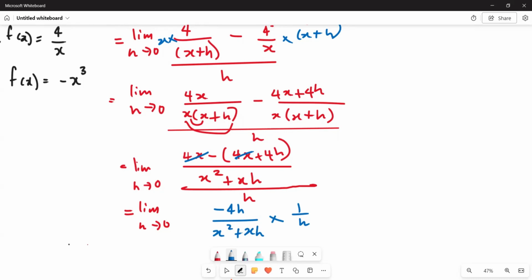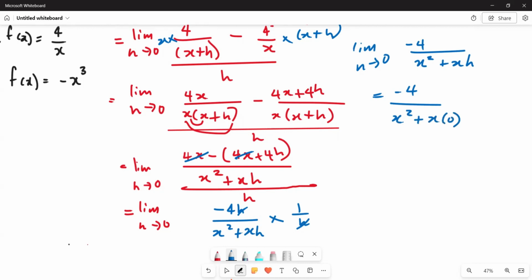So from here, what is it that I'm going to have? Now, the h here and the h here are going to cancel, right? Which means I'm going to be left with negative 4. The limit as h approaches 0, this is negative 4 over x squared plus xh. Now, what else am I going to do? I'm going to substitute my h with 0. So this is going to be negative 4 over x squared plus x into 0, which means the answer that I'm going to have here is negative 4 over x squared. Altogether, this is going to be the solution for this particular problem, right?